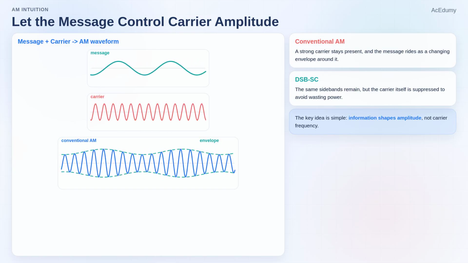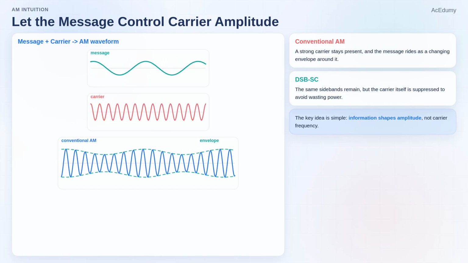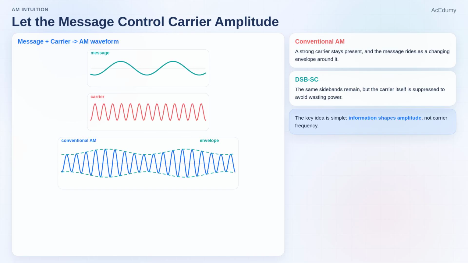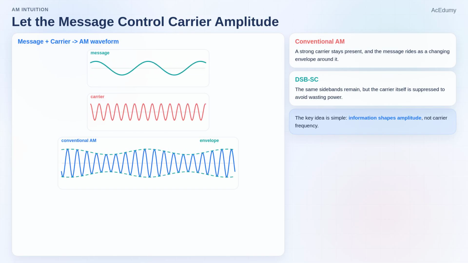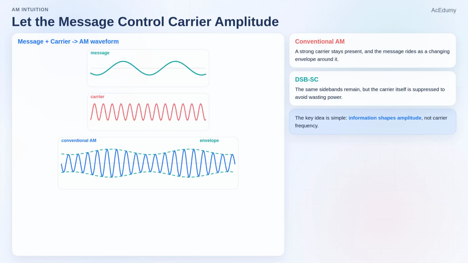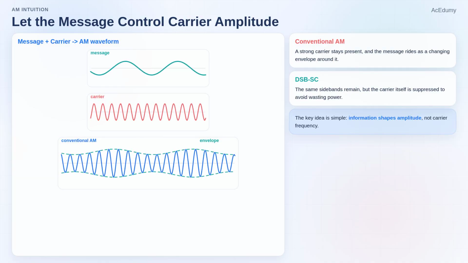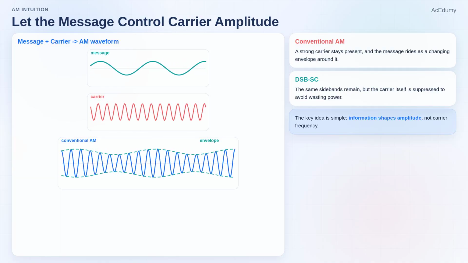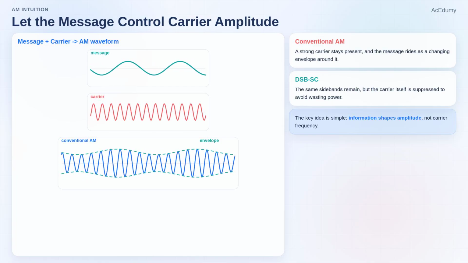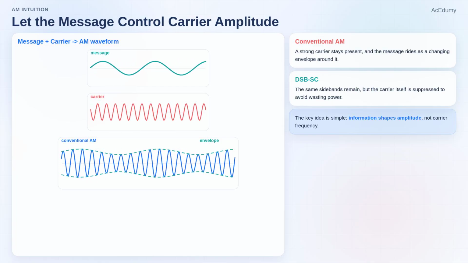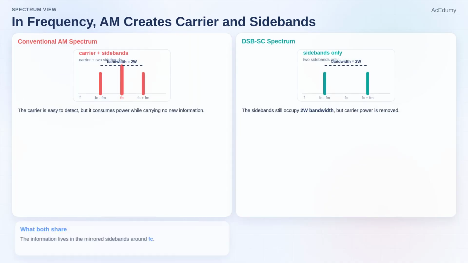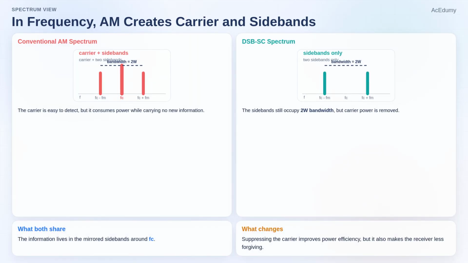In double-sideband suppressed carrier, or DSB-SC, the sidebands still exist, but the carrier itself is removed. So both waveforms are closely related, yet one keeps the carrier for simplicity, while the other suppresses it for better power efficiency. The frequency domain makes that relationship clearer.